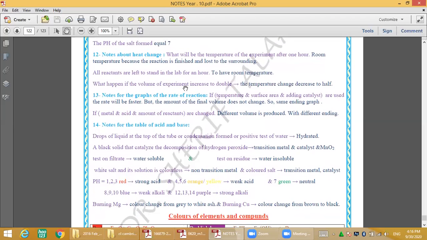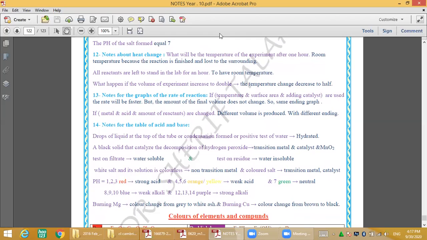What happens if the volume of the experiment is increased to double? The temperature decreases to half. If we double the volume of the liquid, the temperature would be half. If we double the solid, the temperature change will be double. Compare, we have a difference between them both.